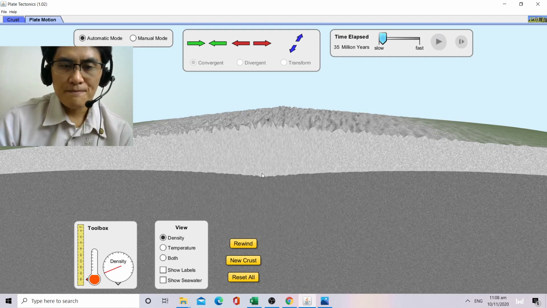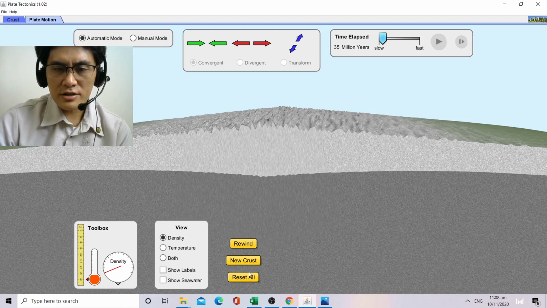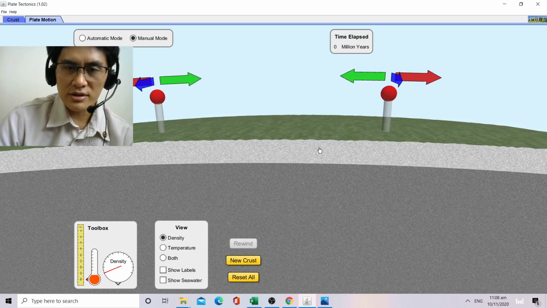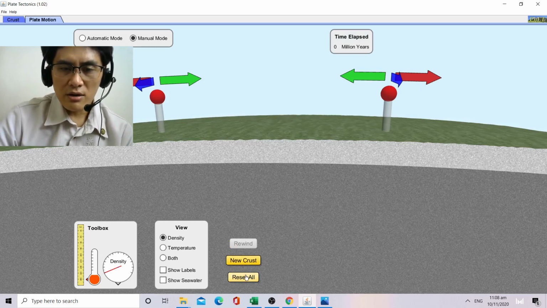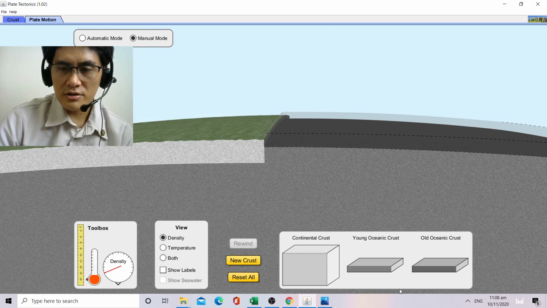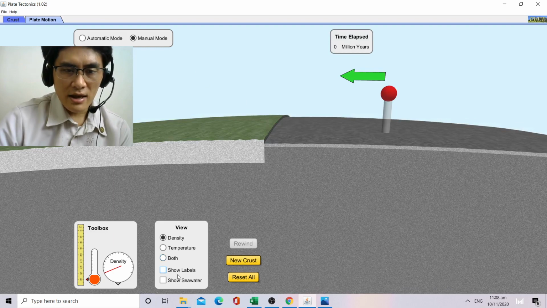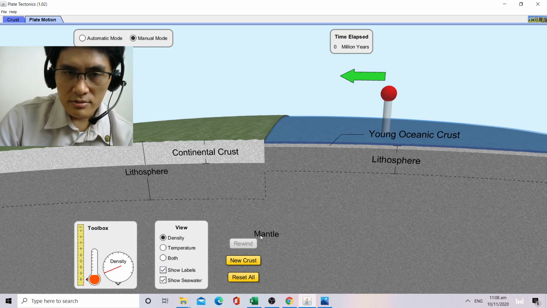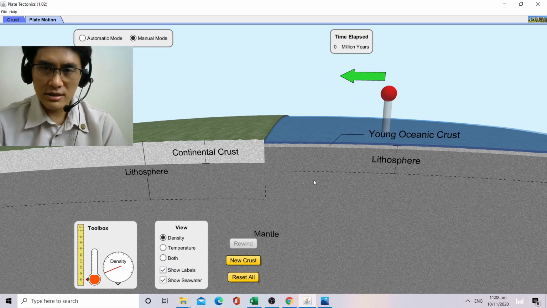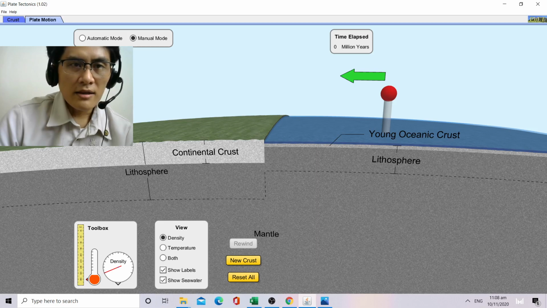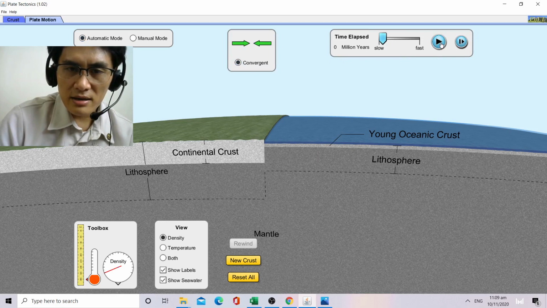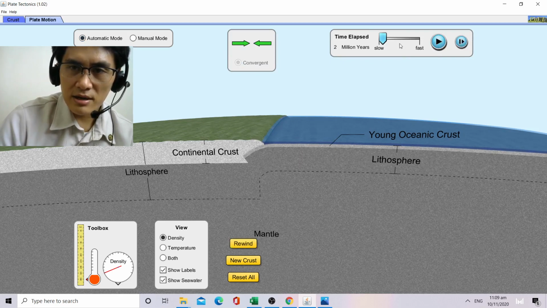Okay, now because we have different types of crust, we can have continental versus continental convergence, but we can also have continental versus oceanic crust. Let's show the seawater and the labels just for you to see that those are the parts. Then with automatic mode and convergent boundary, if we play it, something curious happens. Let's make it faster.